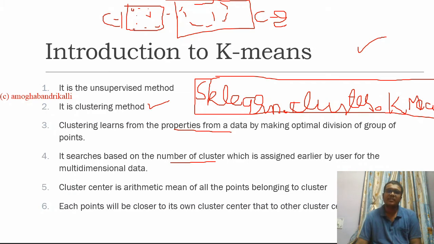The number of clusters is provided by the user. Preferably we will have 3 or 4 clusters, assigned earlier by the user, for multi-dimensional data. Multi-dimensional data means data with many features.